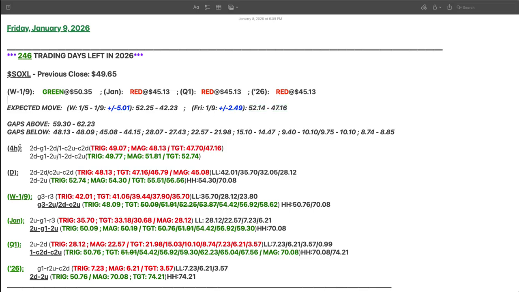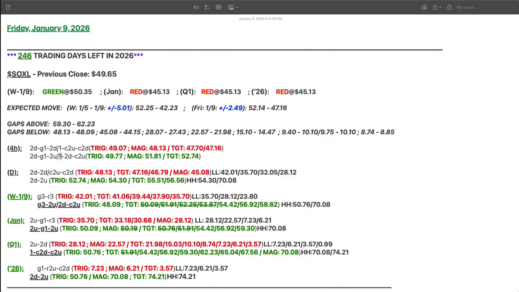So we talked about on the 4 hour, if we go to the downside, that triggers a 2-1-2 down at 49.07, magnitude 48.13, which then triggers a 1 combo 2 up, combo 2 down, magnitude target being 47.70 and 47.16. I think I wanted to change that to 46.79. No, this is a 4 hour chart. So 47.16, right, on the 4 hour. To the upside, we would go 2-1-2 up reversal, triggering at 49.77 with a magnitude of 51.81.